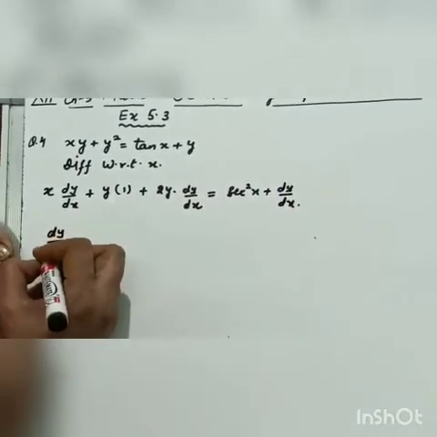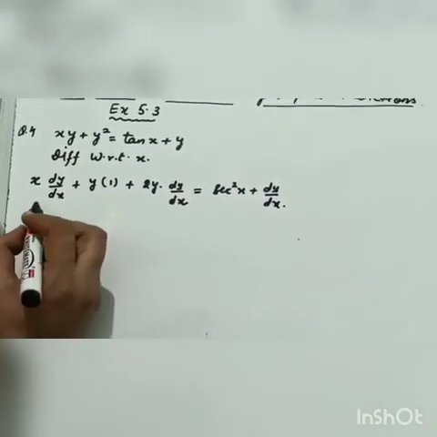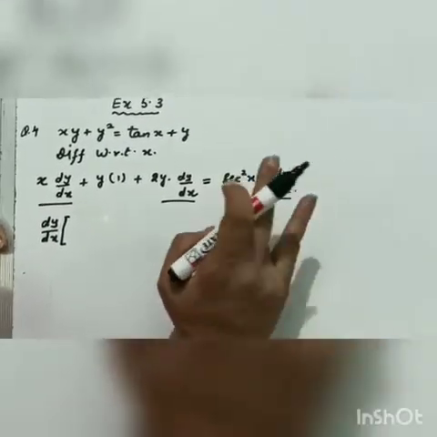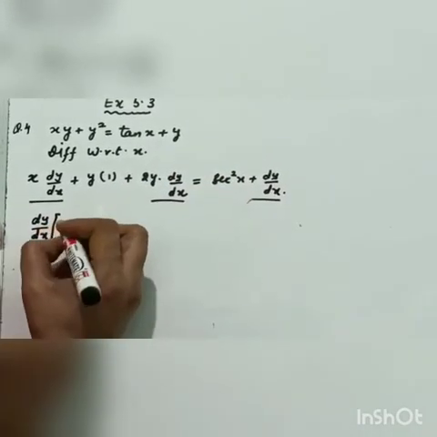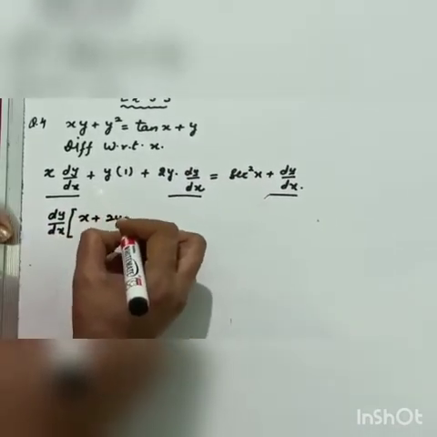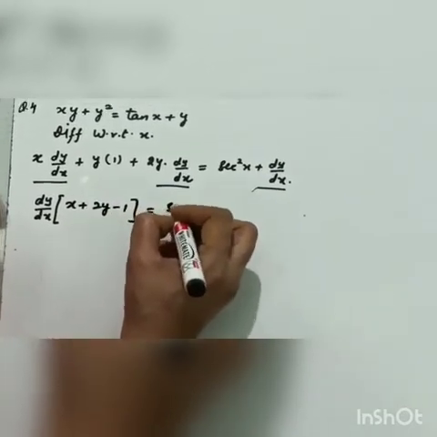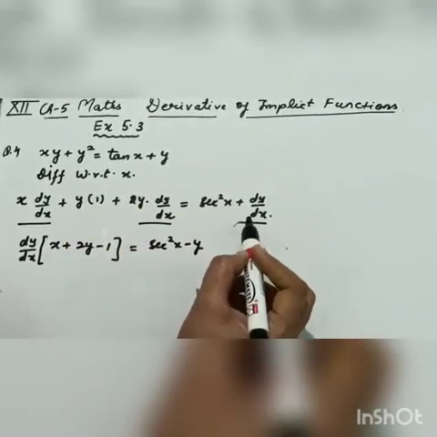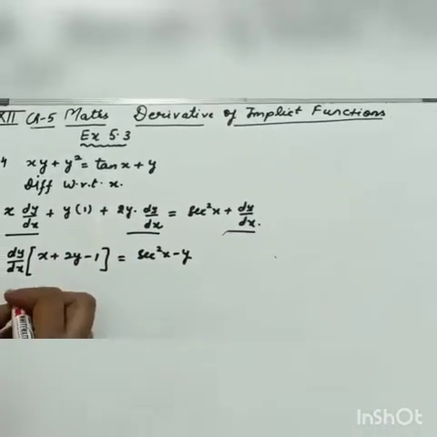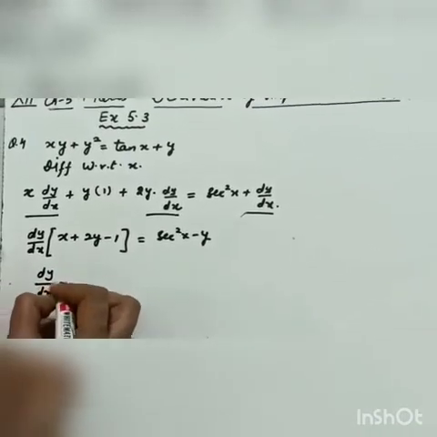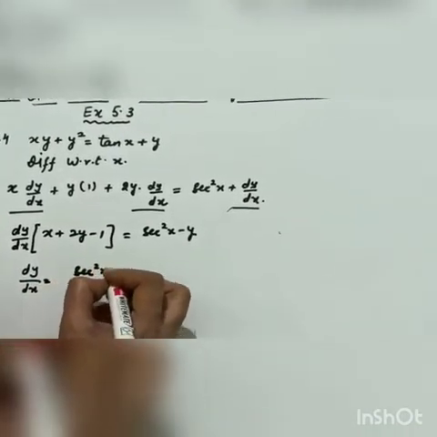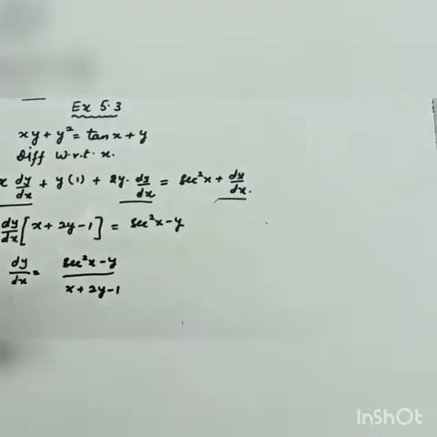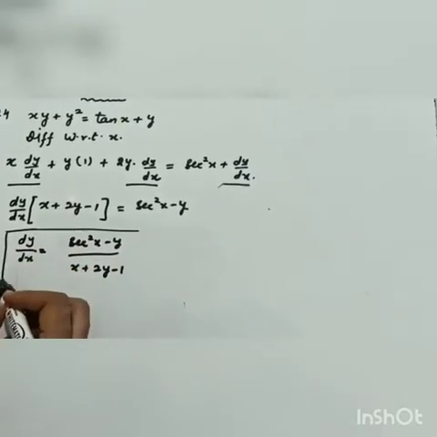Now take all dy by dx terms on one side. This is dy by dx, this is dy by dx, and this last term. So take dy by dx common. We have x plus 2y minus 1 equal to secant square x minus y. Take terms without dy by dx on the right hand side and dy by dx terms on the left hand side. So our dy by dx is equal to secant square x minus y divided by x plus 2y minus 1. So this is the derivative of the function with respect to x.